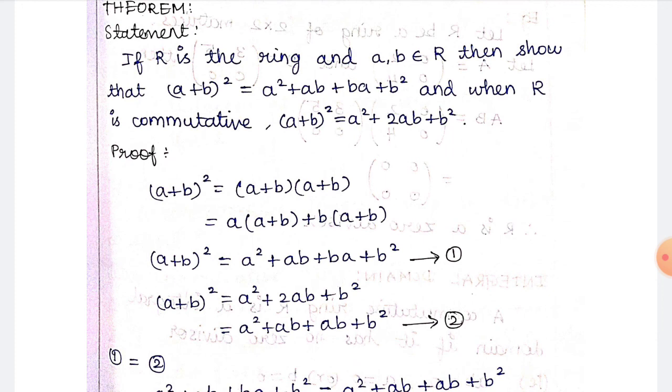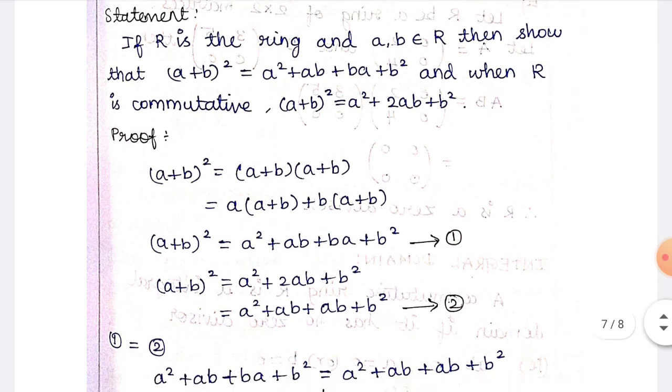(a plus b) the whole square can be written as (a plus b) into (a plus b), that is a into (a plus b) plus b into (a plus b). So (a plus b) the whole square can be written as a square plus ab plus ba plus b square. Put this equation number 1. So the first part is over. Next, (a plus b) the whole square is equal to a square plus 2ab plus b square. This is by our algebraic formula. So 2ab can be written as ab plus ab, plus b square.